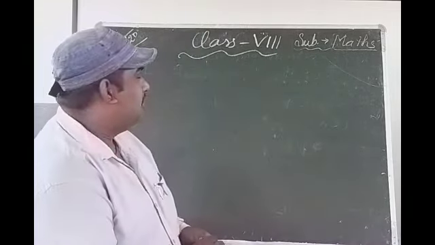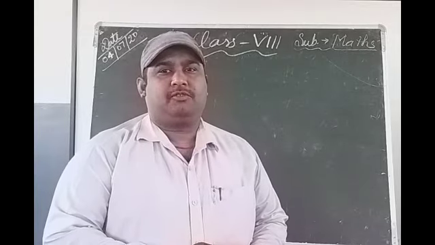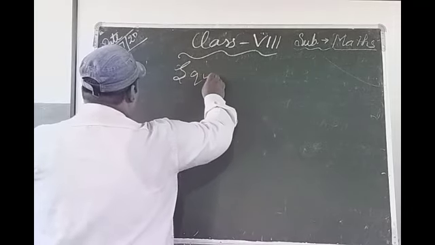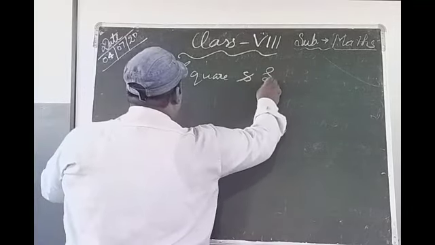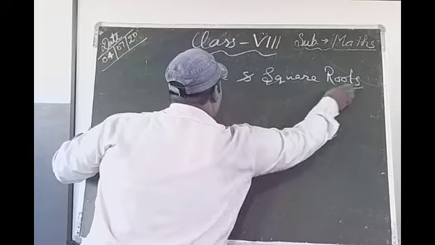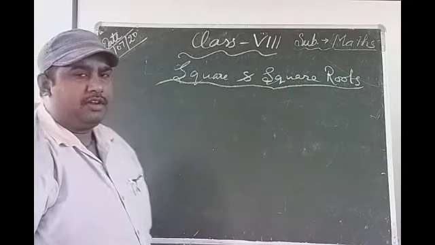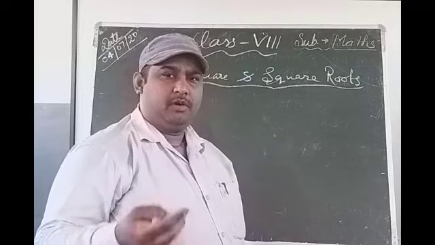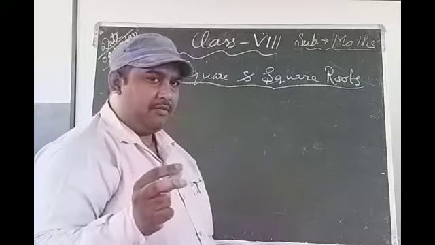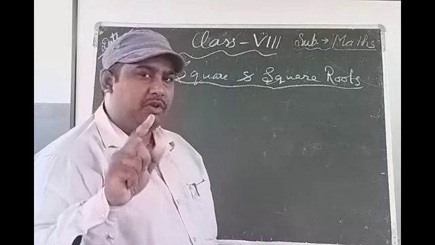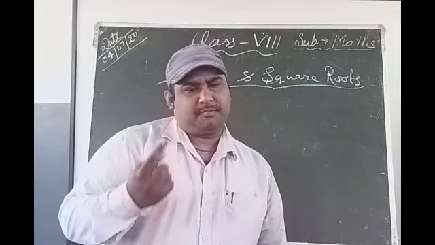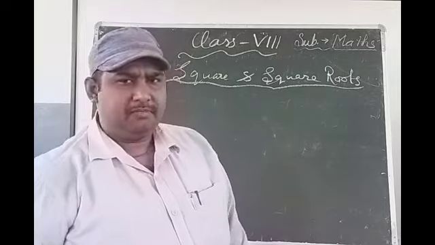Today in our next video we will continue the chapter Squares and Square Roots. We have already started the chapter. We have learned in the previous video about the column method and diagonal method to find the square of any number. Today we will learn how to find the square root of a given number. We will find it with a different method. The first method will be the prime factorization method.